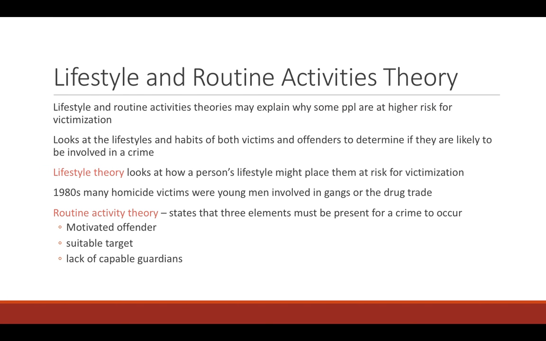We might also look at our lifestyle and routine activities theories. These are both theories that look at the lifestyles and habits of victims and offenders. Are there things that you do throughout your day that put you at higher risk? One thing we happen to know is that college students are at much higher risk for certain victimization as well. Lifestyle theory looks particularly at how your lifestyle might put you at risk. So if you're gang involved or you're in the drug trade, that would put you at higher risk. Whereas routine activity says that there are 3 elements that have to combine in time in order for a crime to occur. We need a motivated offender, a suitable target, and for there to be no capable guardians present.